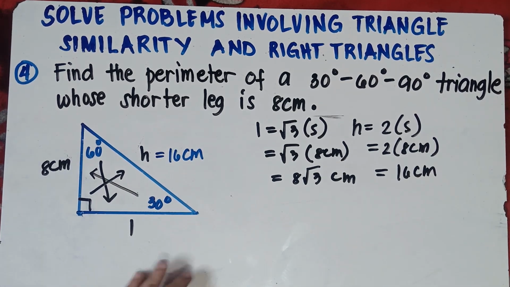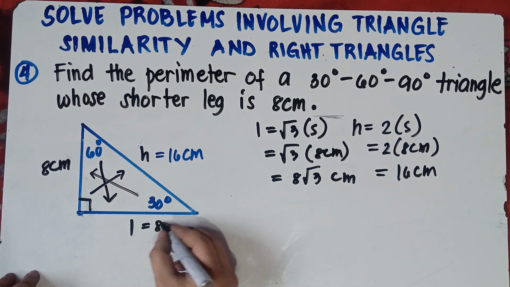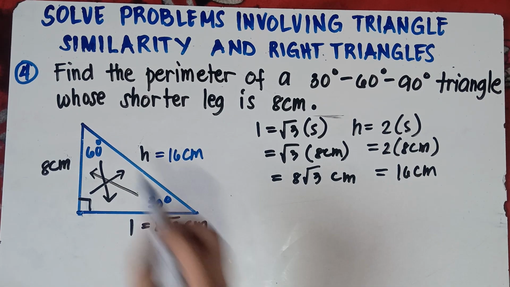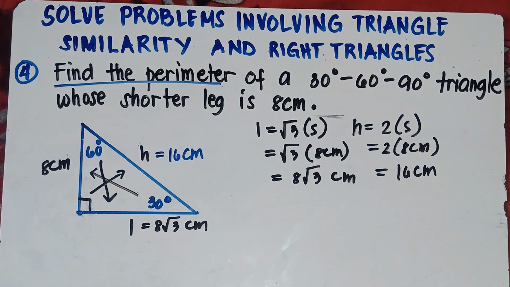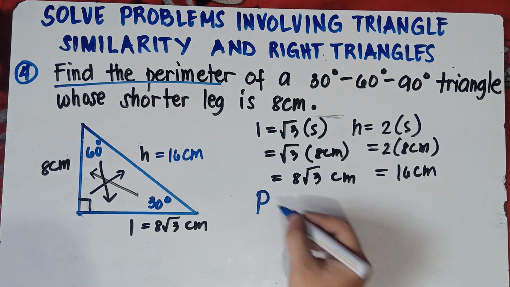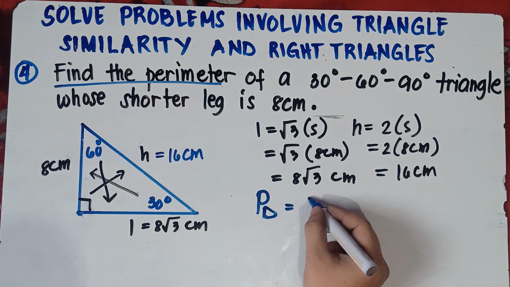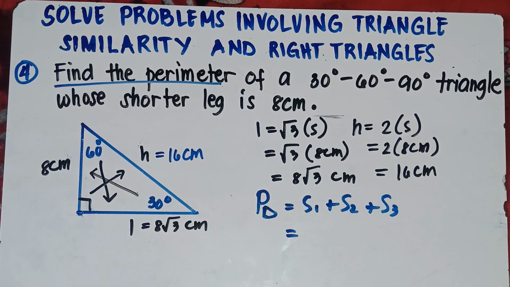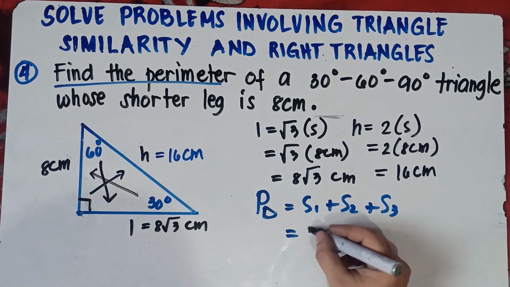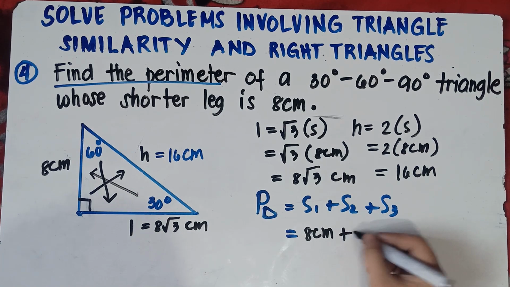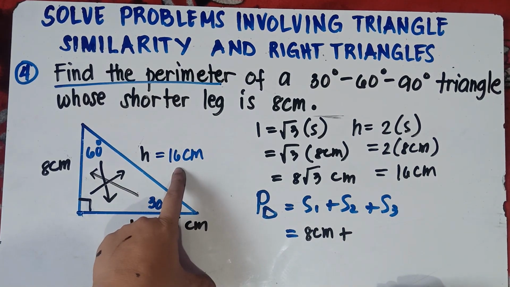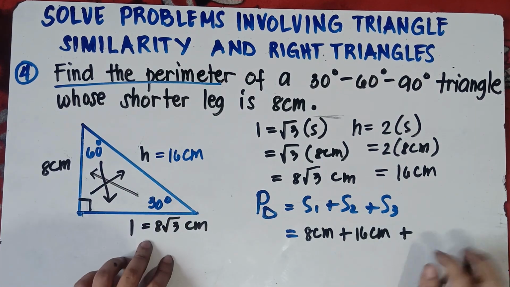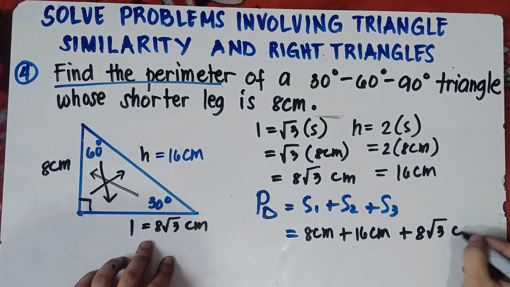Now, you're not yet done. Once again, our longer leg is 8 square root of 3 centimeters. You're not yet done because you're told to find the perimeter. And the perimeter is the sum of all sides. So, the perimeter of a right triangle is side 1 plus side 2 plus side 3. So, our first side is 8 centimeters, plus the hypotenuse, that is 16 centimeters, plus our longer leg, that is 8 square root of 3 centimeters.